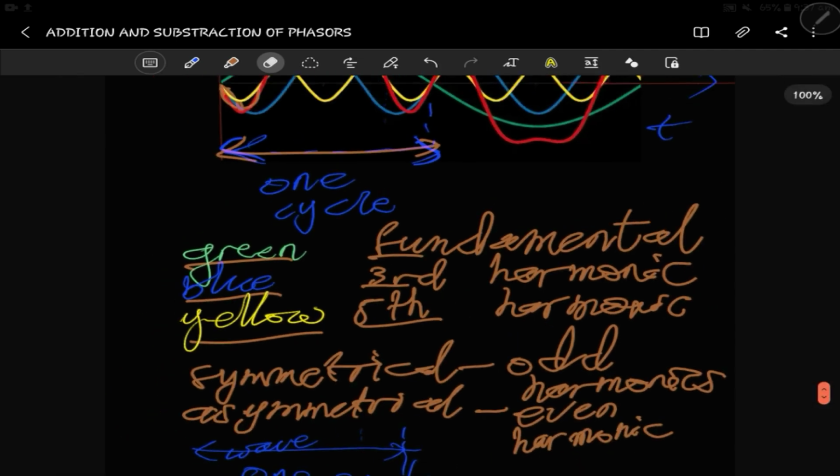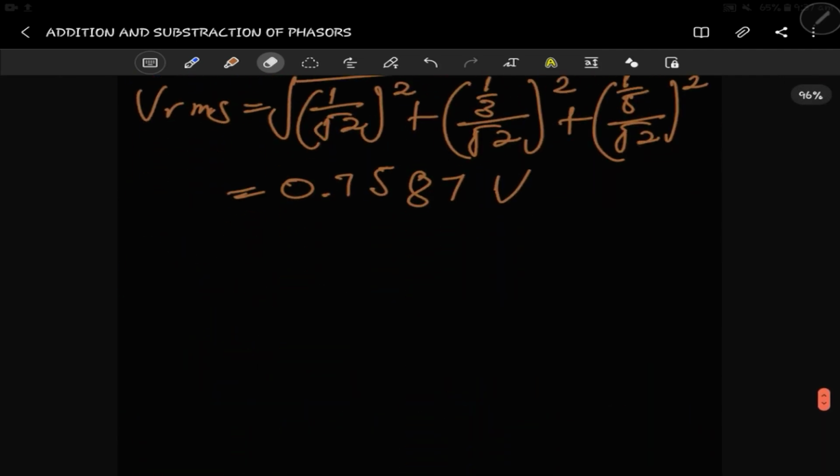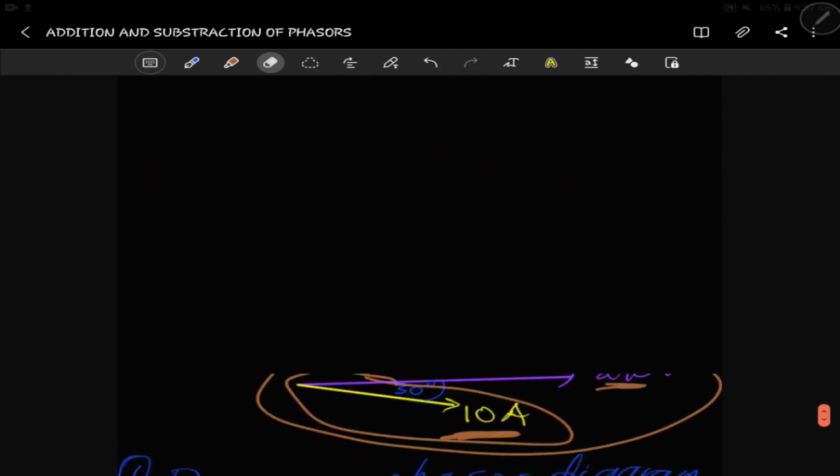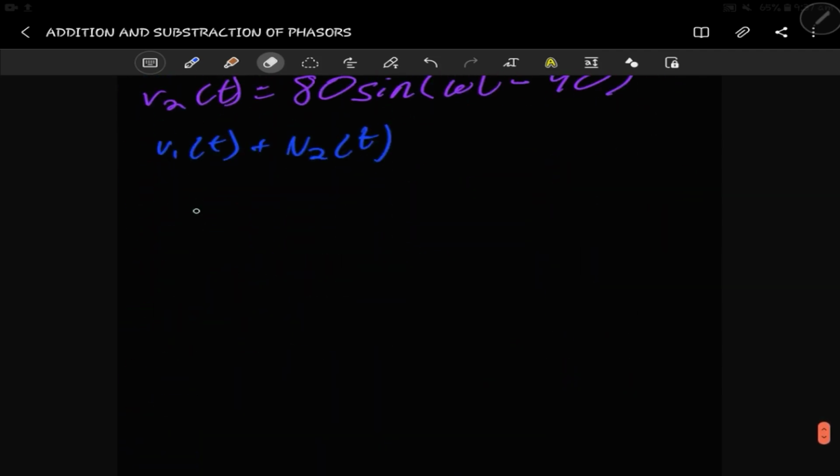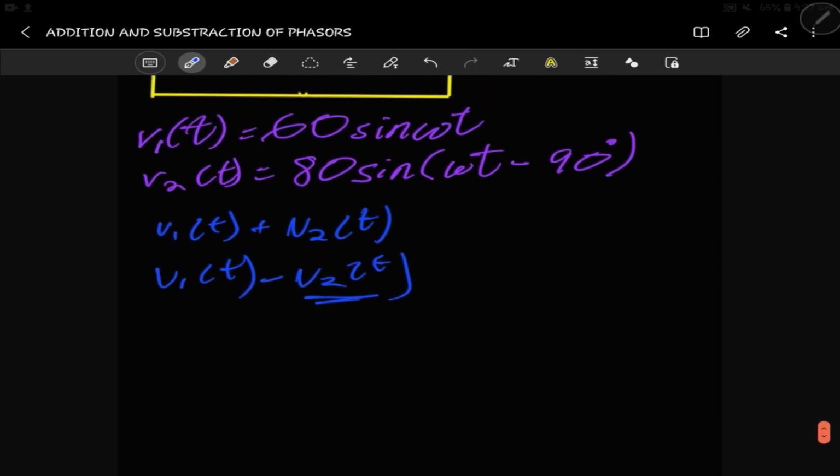The other thing is that when we are subtracting phasors, let's say we have v1, a sinusoidal function of time, and we're trying to subtract v2 from it. The principle says that you reverse v2. By reversing it, we basically add 180 degrees. So if you add 180 to this, it becomes plus 90 degrees. That's basically what it says.